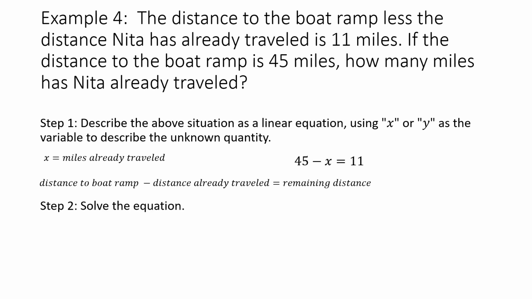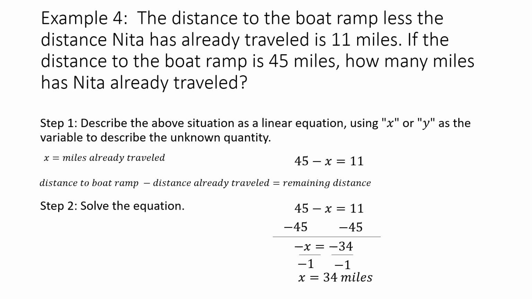Then in step 2, I'm going to actually solve the equation. So I have 45 minus x equals 11. I have a positive 45, so that means I'm going to subtract 45 on both sides. When I do that, I'm going to bring down my negative x. That's going to equal negative 34. Now there's an invisible negative 1 in front of that x. And so in order to solve this last step, I'm going to have to divide both sides by negative 1. And so that's going to be x is equal to 34 miles.